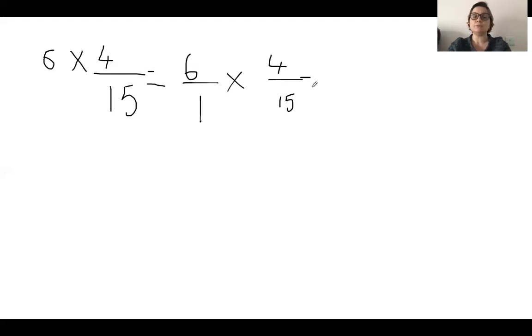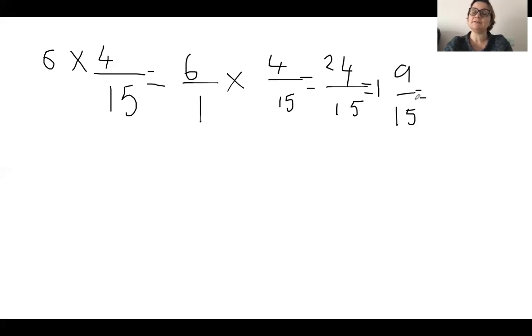And then you multiply the numerator by the numerator. So you're going to have 24, denominator by the denominator. So 1 times 15 is going to be 15. And this is an improper fraction, actually, because the numerator is bigger than the denominator. So the final answer for this one is going to be 1 and 9 over 15. Again, 9 and 15, we can simplify. Both of them are in 3 times table. So the whole answer is going to be 1 and 3 over 5.